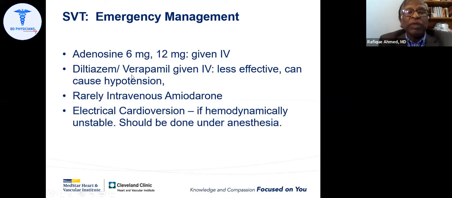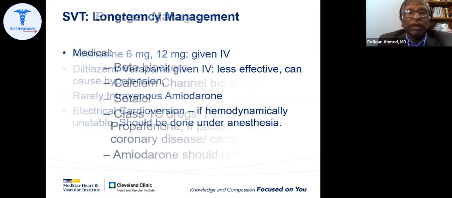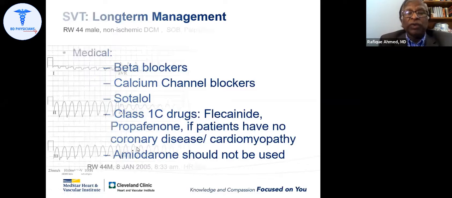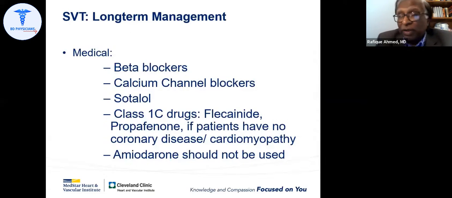Sometimes we give diltiazem or verapamil IV. The problem is that most of these patients have low blood pressure, and once you give diltiazem, it may cause more hypotension. Adenosine will always work. And if the patient is hemodynamically unstable, then we can do electrical cardioversion. In the long term, we can try beta blocker or calcium channel blocker, but the best treatment these days is radiofrequency ablation. I think we're going to stop here today. If you have any questions, I'll take them.